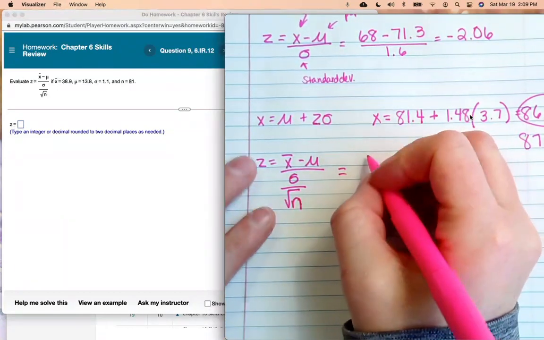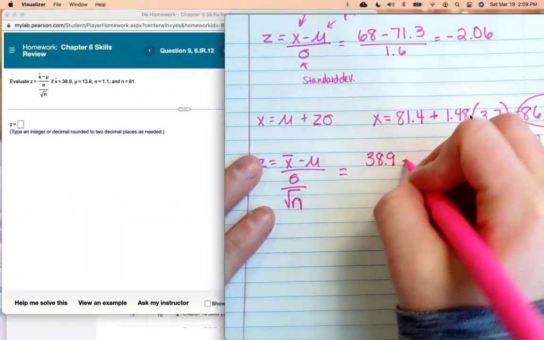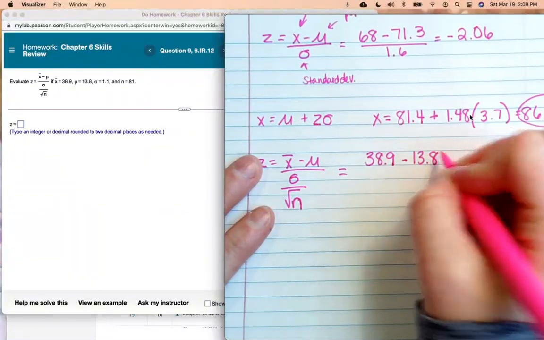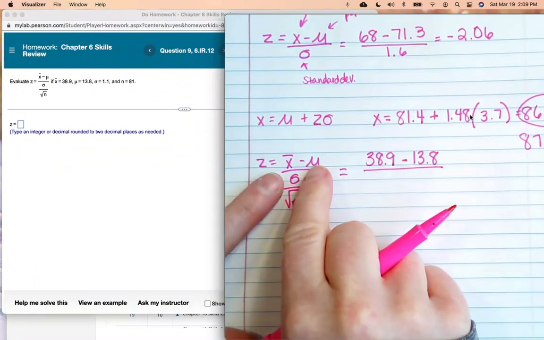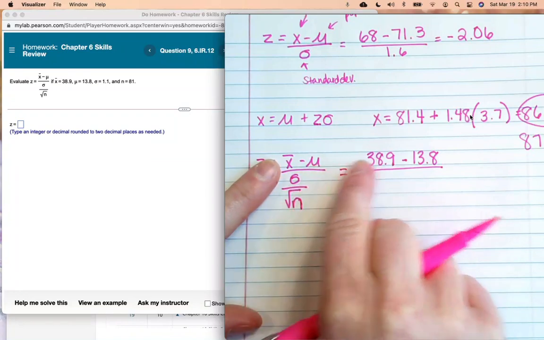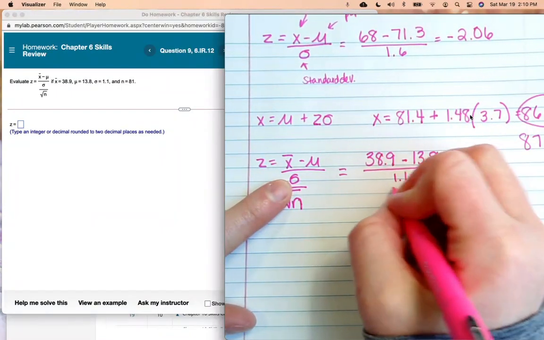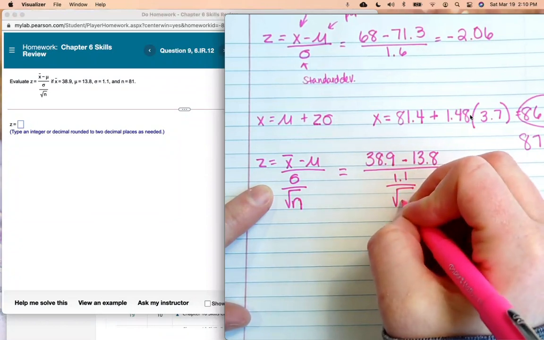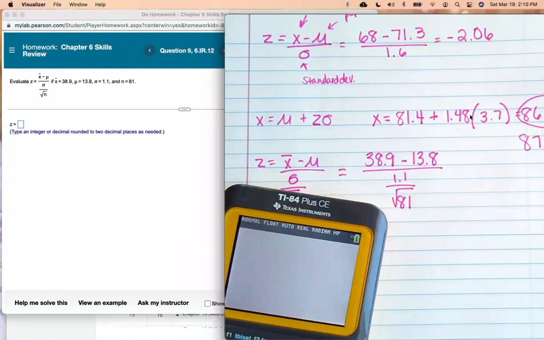So we have x bar, 38.9, minus mu, 13.8. Wow, that's a big difference. Over, because you always want to compare your sample mean to your population mean. So that's a pretty big difference there. Over sigma, 1.1 over the square root of n, 81 trials. So we'll plug this directly in.